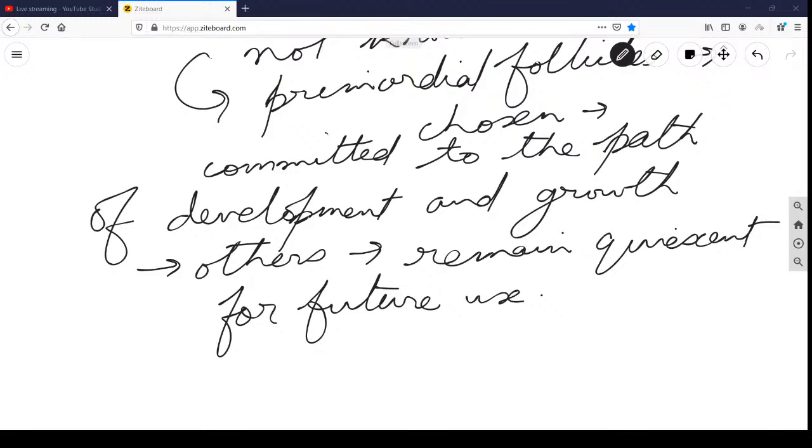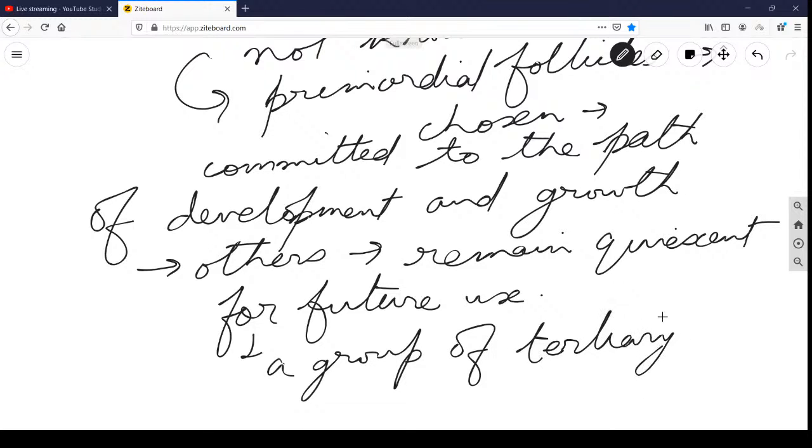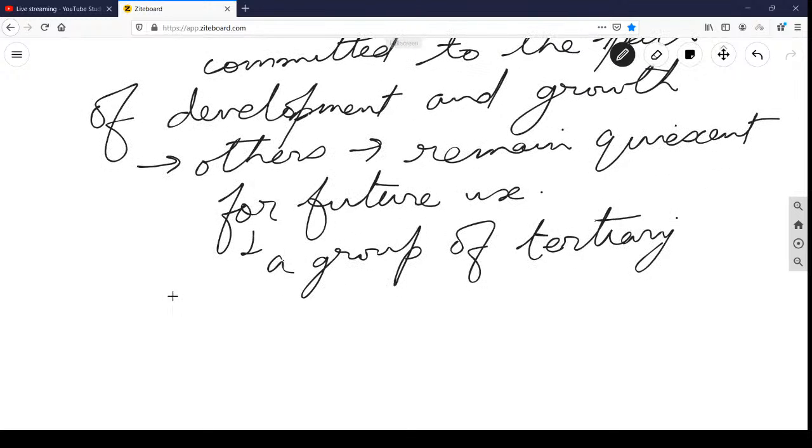So at the beginning of puberty, during each of the approximately monthly cycles, a group of tertiary follicles is recruited into the final stage of growth in preparation for ovulation. Not one but a group of tertiary follicles are recruited just before ovulation during each cycle. A group of tertiary follicles means Graafian follicles.